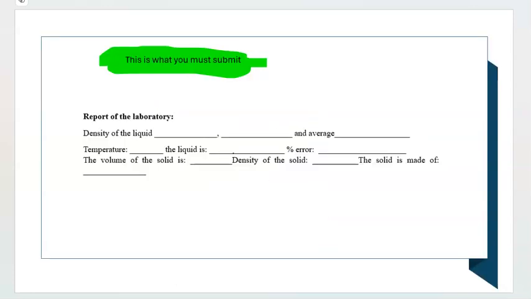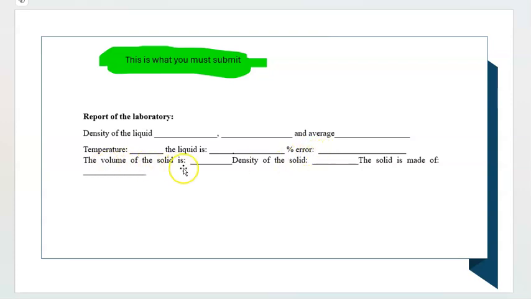Well, then you come here to the report. This is what you have to submit. The density of the liquid in trial 1, trial 2, and the average. The temperature that was clear enough in the graph. And here you will say the liquid is milk or whatever it is. And you will type here the percentage error.